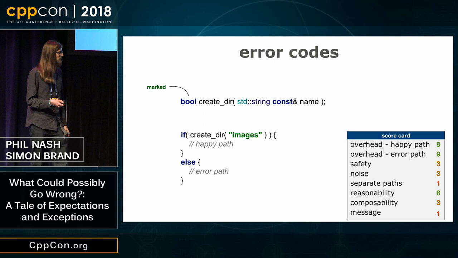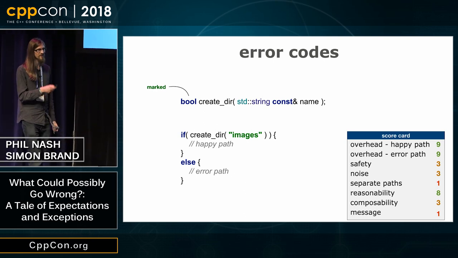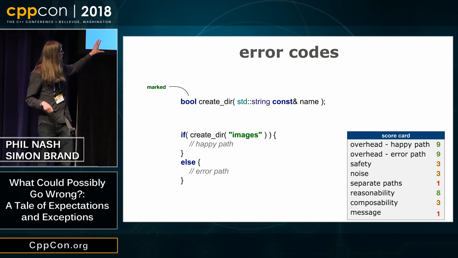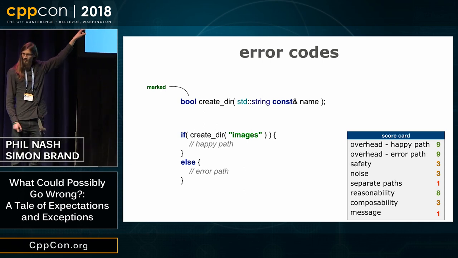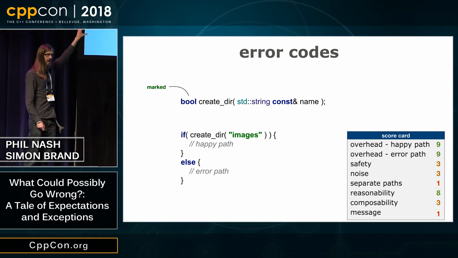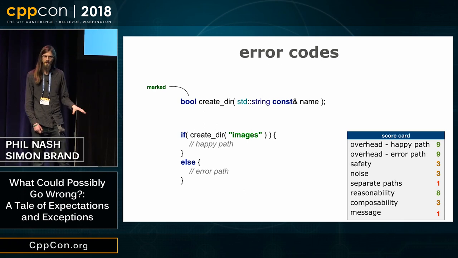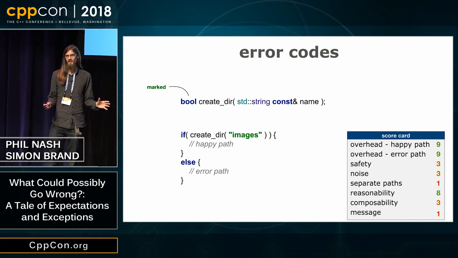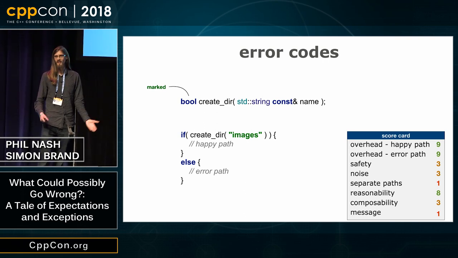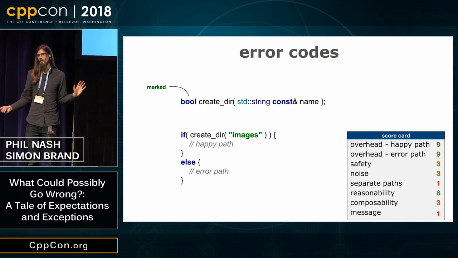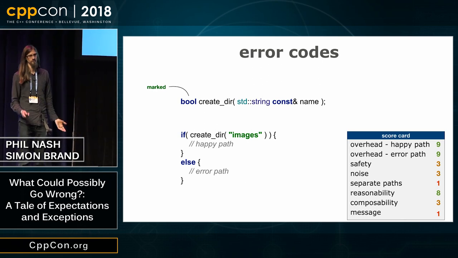Thought you might. So one thing is the separate paths. You look at this code, and Phil has very nicely put in some comments for us to tell, oh, this is the happy path and this is the error path. If we don't have these comments, then we just see an if clause and else clause. Are we checking something in our business logic? Are we handling an error? We don't know unless we actually understand what's going on. So separate paths are not great.